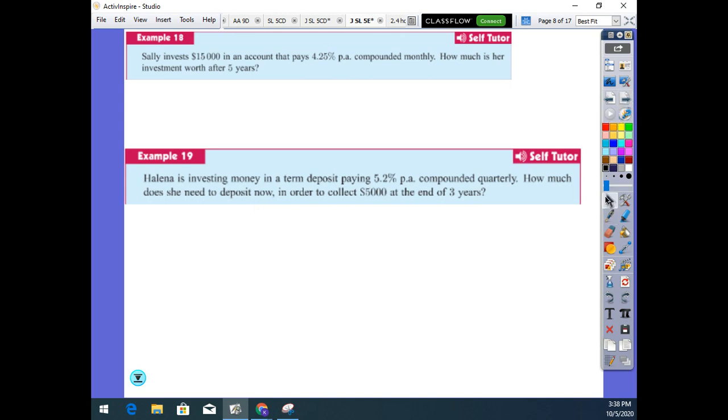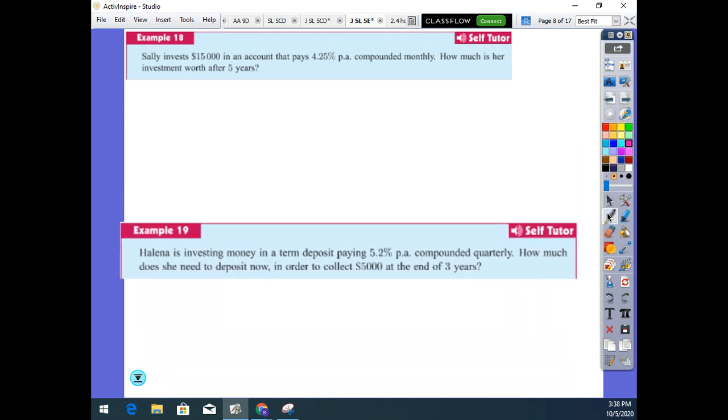All right, for example, Sally invests this much money in her account that pays this percent interest, compounded monthly, that's 12. How much is her investment worth after 5 years? That's our time. Okay, so we're going to go to apps, the purple apps button, finance, and you're going to click on TVM Solver. This is going to do all of our math for us.